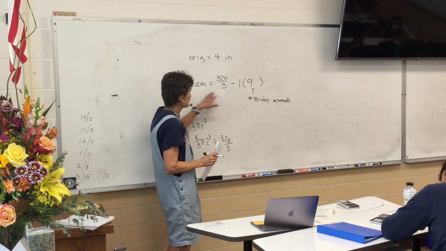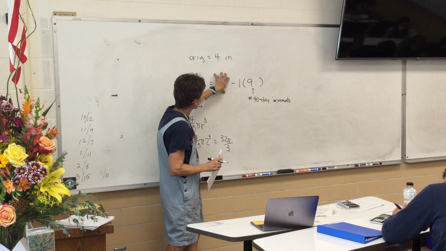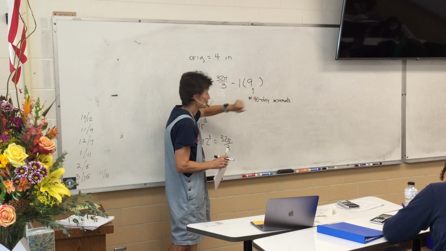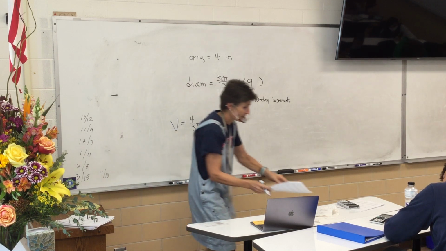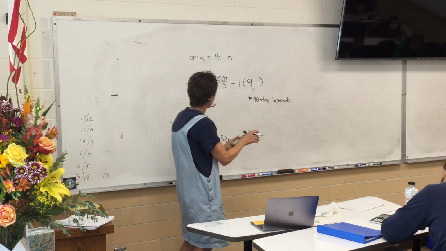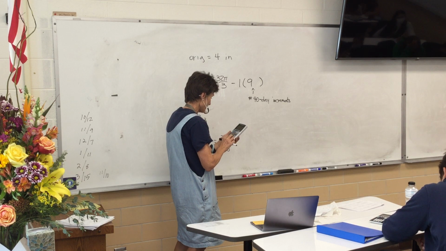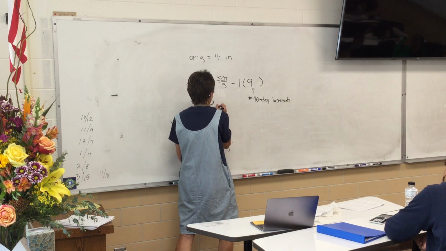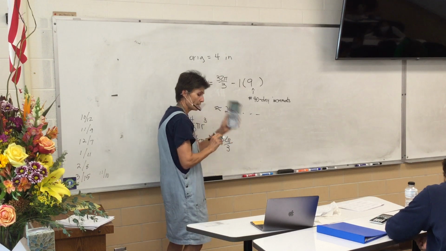Alright, so now what's this? This is my original volume minus how much I'm losing. Would you agree with that? Alright, so I think I'm gonna go ahead and get a number for that. 32 pi divided by 3 minus 9. Did you get a volume of approximately 24 and a half? Yeah. Alright, I'll keep that on my calculator.